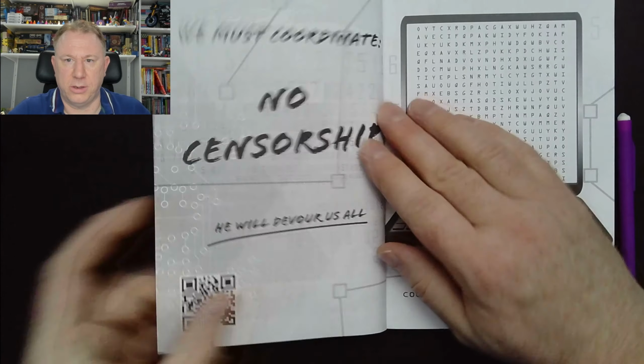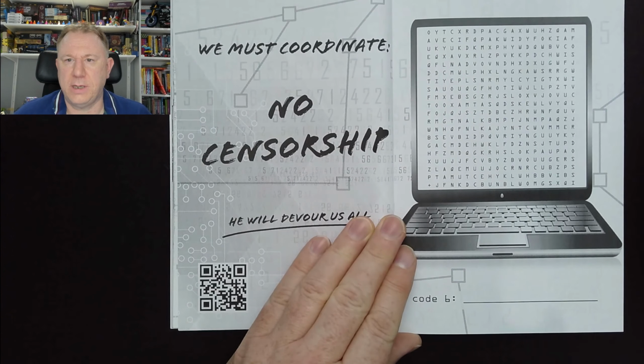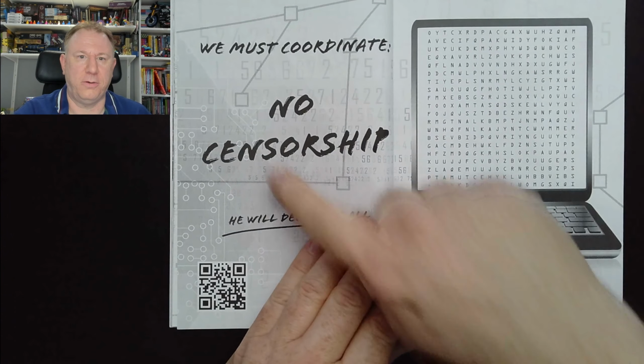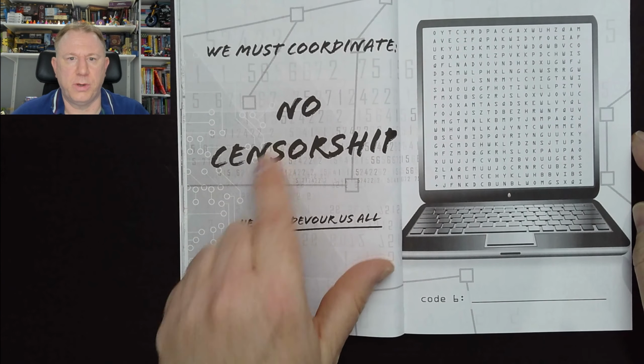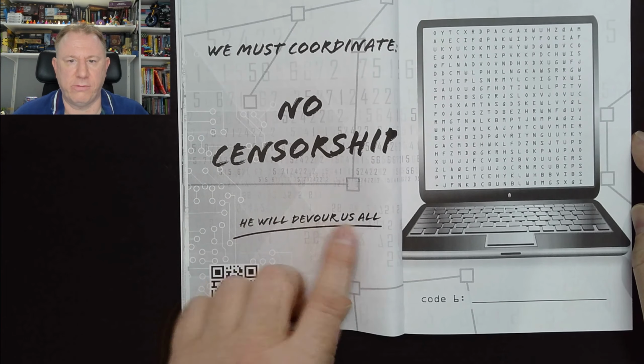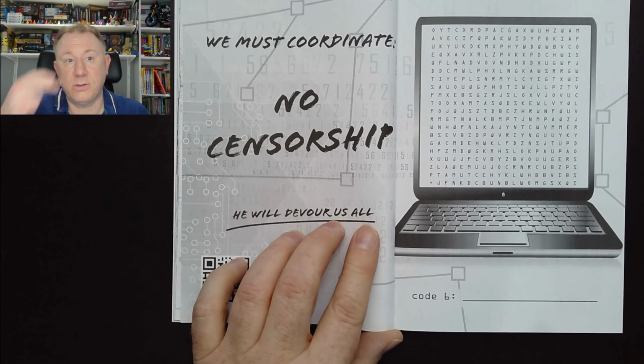So, let's turn the page. Again, not a lot of text. Well, there's a lot of letters, but not a lot of written text. We must coordinate. No censorship. He will devour us all. And it's not really clear what to do here.